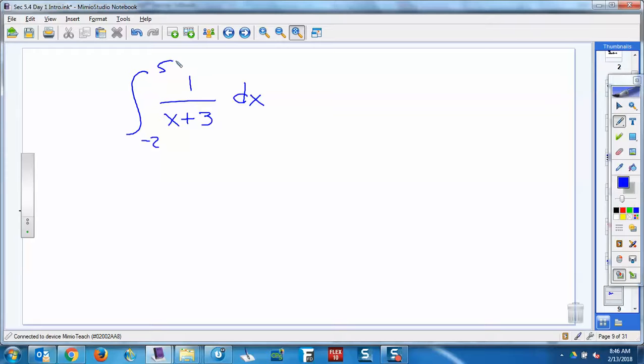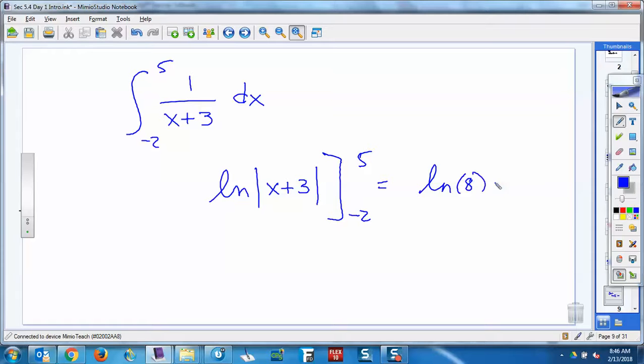So what's this going to be? The plus 3 is just a shift, so that doesn't affect anything. So this would be ln of the absolute value of x plus 3, from negative 2 to 5. Put in a 5, that'd be ln 8, minus, put in a negative 2, plus 3 is 1, ln 1. Now we should simplify that. What's ln 1? 0. This is ln 8.